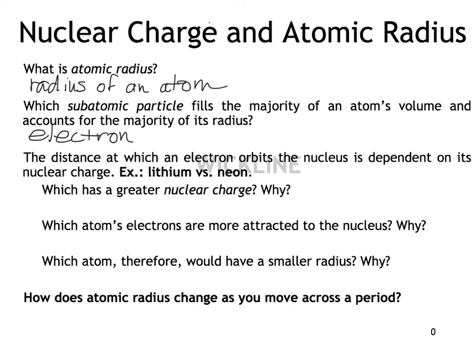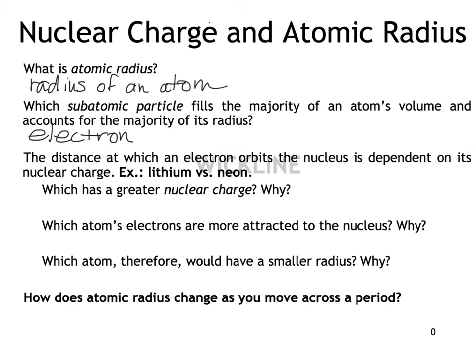So let's answer some of these questions. The distance at which an electron orbits the nucleus is dependent on its nuclear charge. I'm bringing this up because electrons make up the majority of an atom's volume, so that's why we should talk more about electrons if we're going to be talking about the radius of an atom. We can use an example of lithium versus neon to help us understand why.